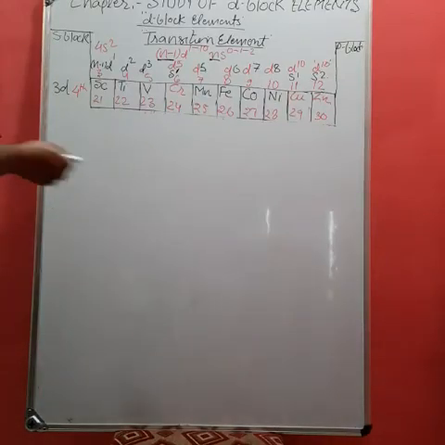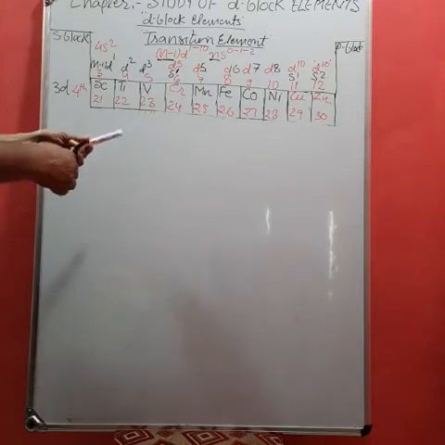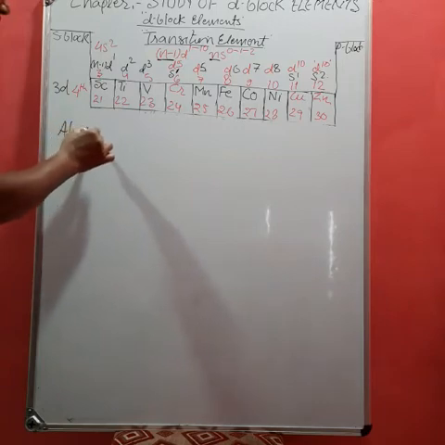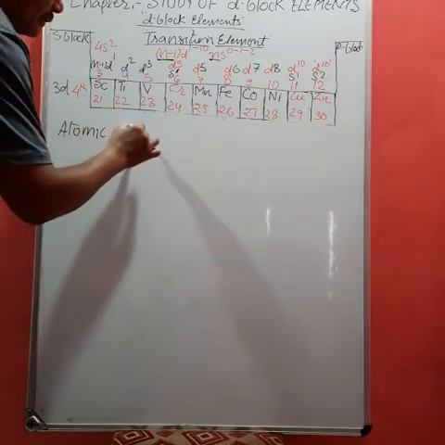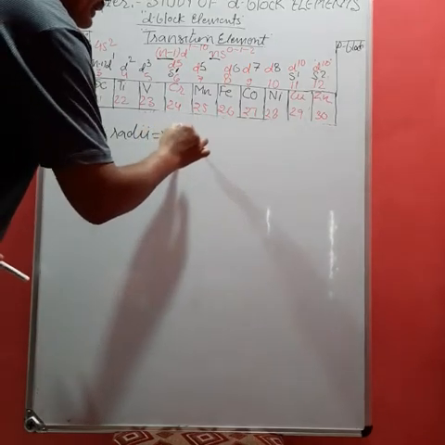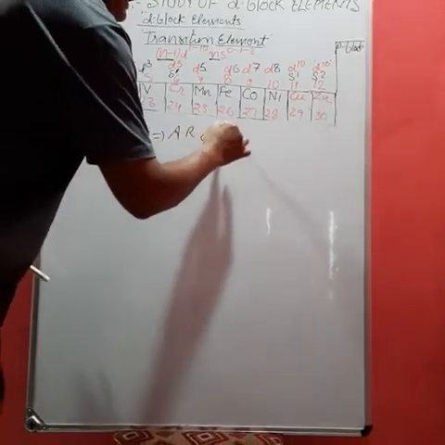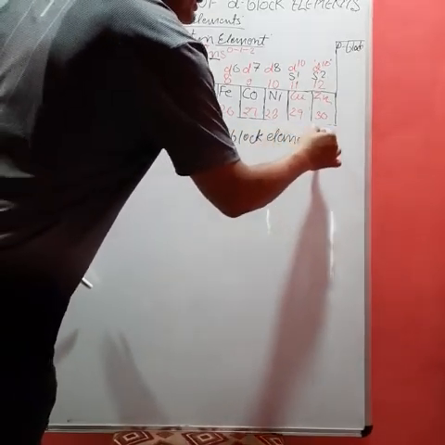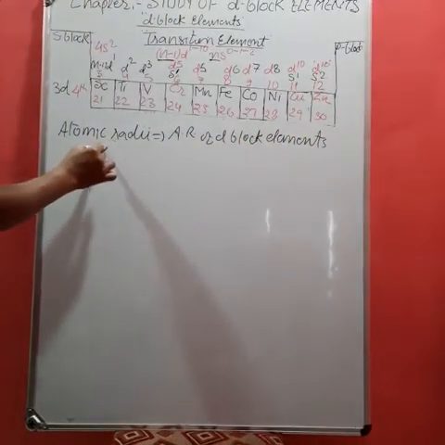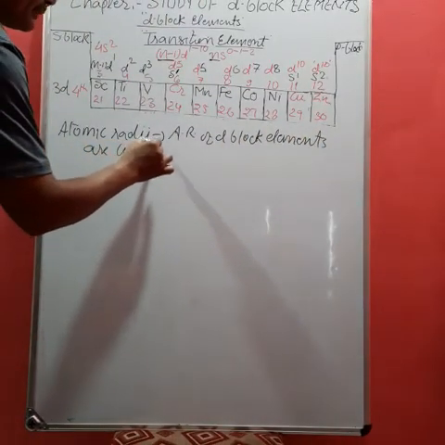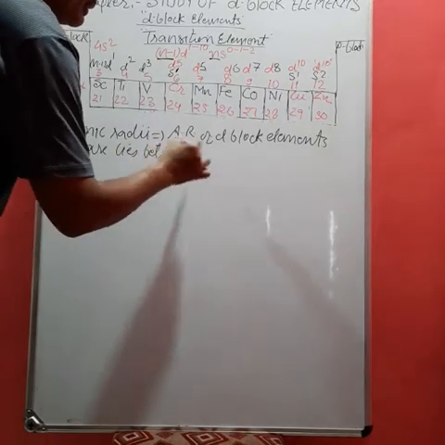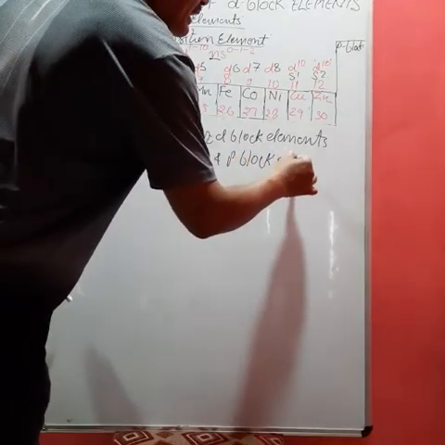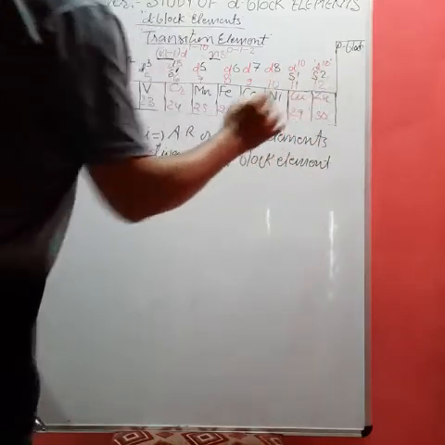Yes, student. Now we will discuss some specific properties and their trend. Like the first one, atomic radii. Atomic radii of d block elements. D block elements lie between S and P block elements. This is the general trend.